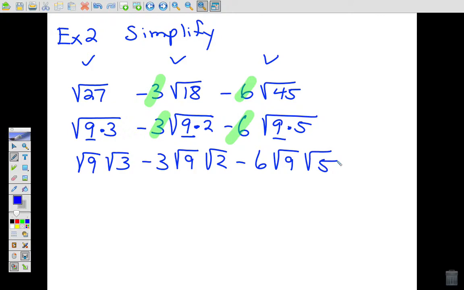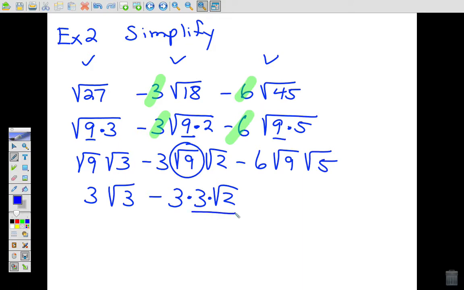Back to the left, square root of 9 is 3, so I have 3 radical 3 minus 3 times, square root of 9 is 3 times radical 2, right? Remember, this is really all multiplication. I don't need to use the raised dot in between the 3 and the radical 2, because it does mean 3 times radical 2. Minus 6 times, square root of 9 is 3 times your radical 5.